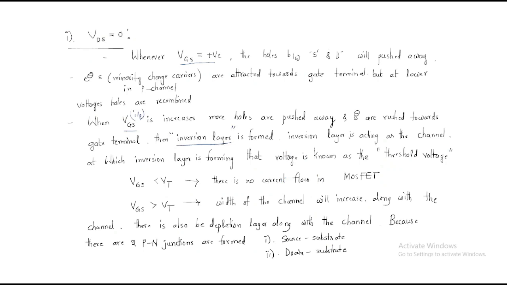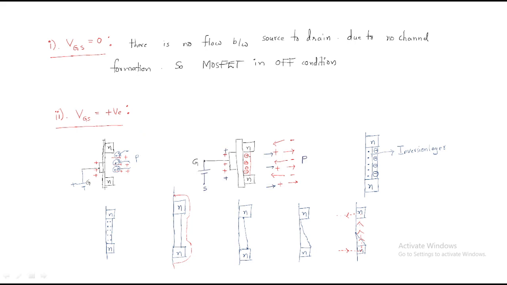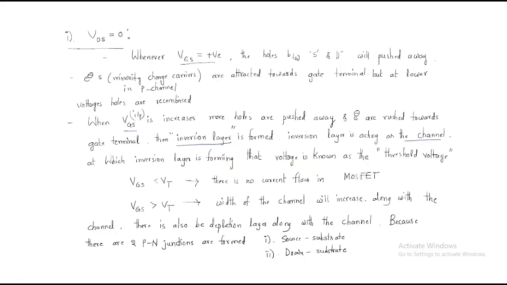Next, the inversion layer is acting as the channel. Understand? Here our source is n-type and drain is also n-type. Then there is the formation of electrons again, and it is acting as the channel. So look at here, n-type, n-type, there is the inversion layer. This is the channel. The inversion layer is acting as the channel.